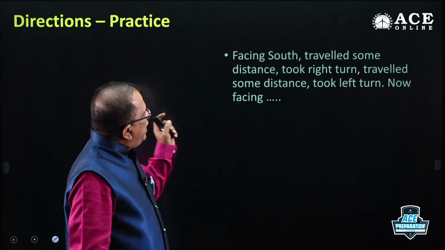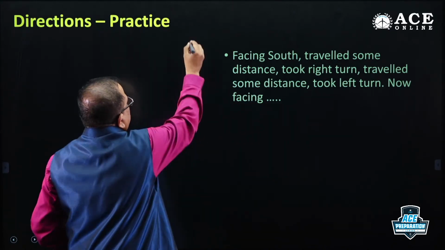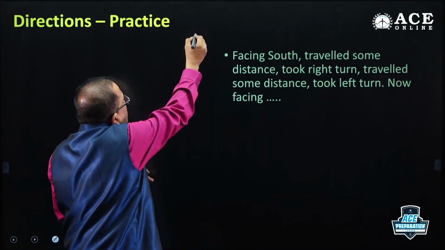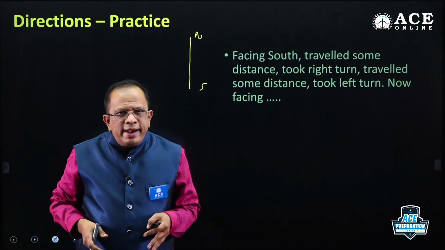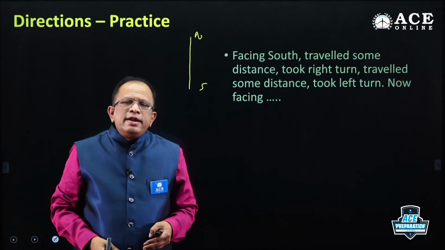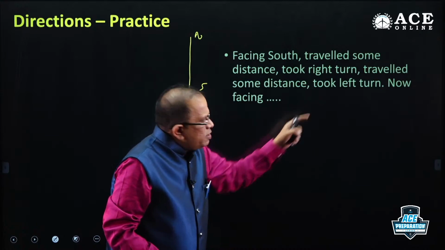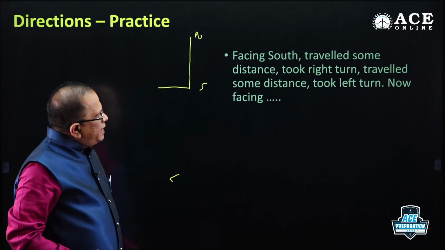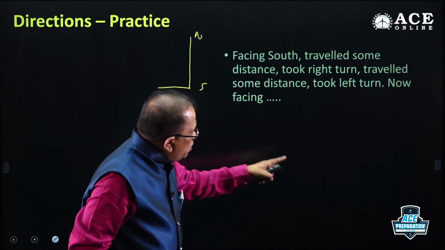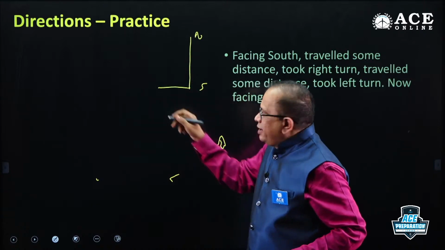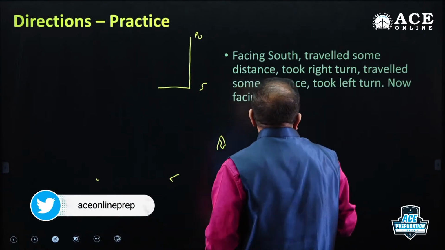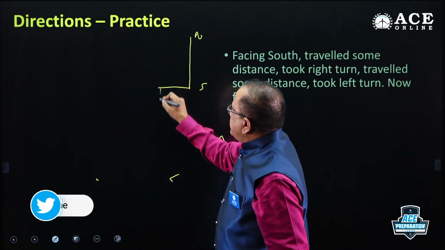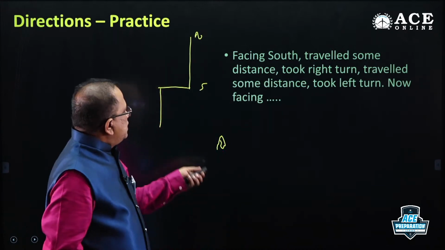Okay, next one. Facing south, traveled some distance, took right turn. Now he is coming from north to south, so I have to align myself like this, north to south. Then right or left? Took right turn, so this is the direction. Next, traveled some distance, took left turn, so this is the movement now. Now here, traveled some distance and took what? Left turn. Aligned myself, this is the left, so here. Then, facing what? South direction.